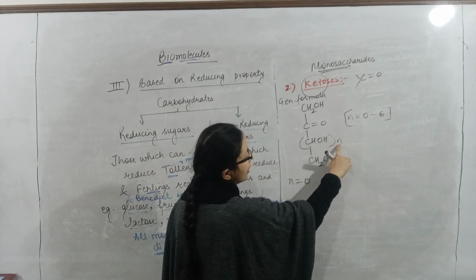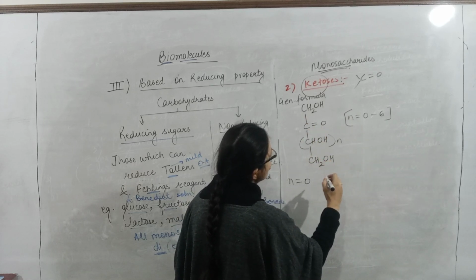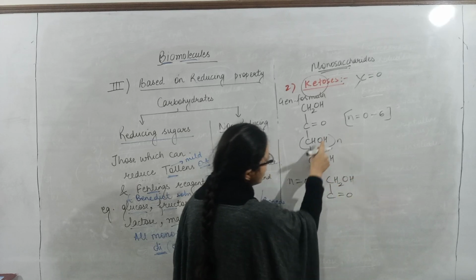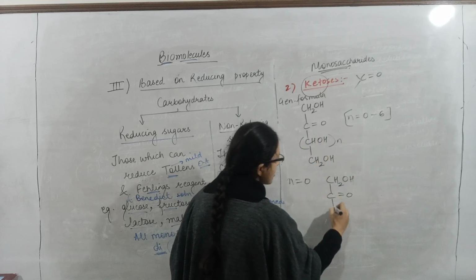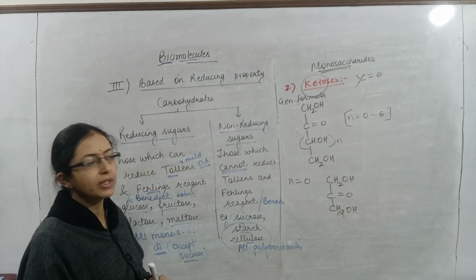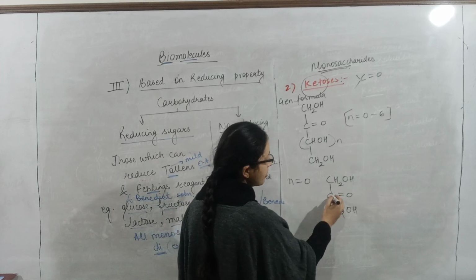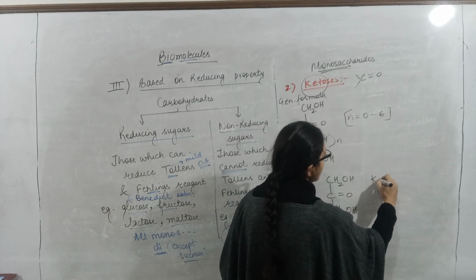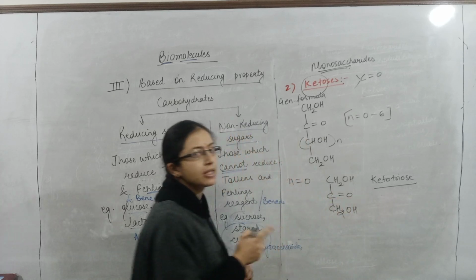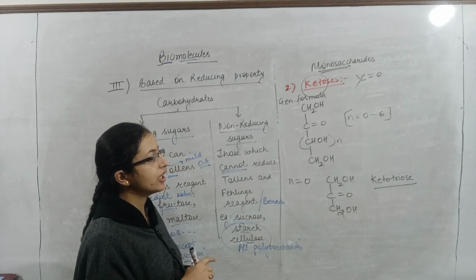What do we get? If N is 0, this is not present, then the simplest ketose will be CH2OH C double bond O, ये प्रेजेंट नहीं है, तो नेक्स्ट CH2OH. This will be the simplest ketose with N equals to 0. Now how many carbons? 3. So it will be termed as ketotriose. ठीक है, जैसे प्रीवियस केस में एल्डो वर्ड हमने यूज किया था, एल्डोट्रायोस, here we will call it as ketotriose.